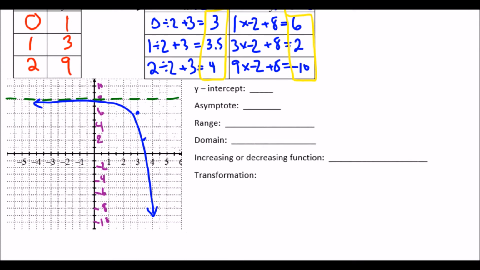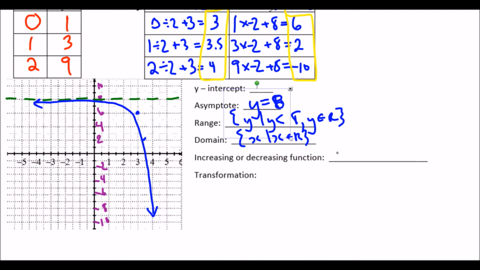All right, asymptote, y equals 8. Range, that's an 8, by the way. My range will be y such that y is below my asymptote, so less than my k value, 8, and y belongs to the reals. Domain, that's a joke. x such that x belongs to the reals, that never changes. Increasing or decreasing as I go from left to right, I can see the y values are getting smaller, so this is a decreasing function.